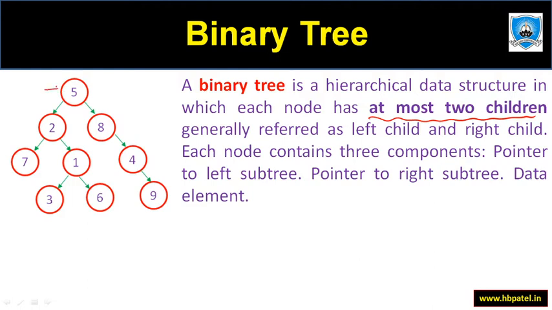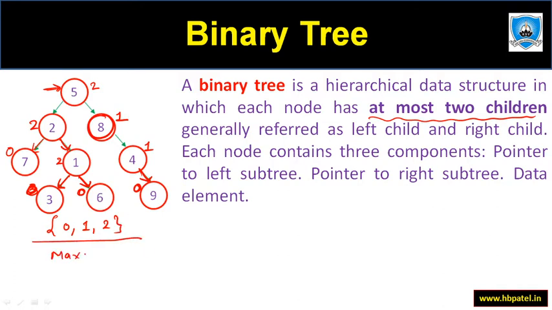In this one, if you can see how many children 4 is having, 5 is having 2 children. For 2 there are 2 children. For 7 there is no child. For 1 we have 2 children. For 3, 6 and 9 we have 0 children. For 4 I have 1 child. For 8 I have 1 child. So if you look at it, I have either 0, 1 or 2 children, meaning a maximum of 2 children. So this is a binary tree. You can call this a binary tree.